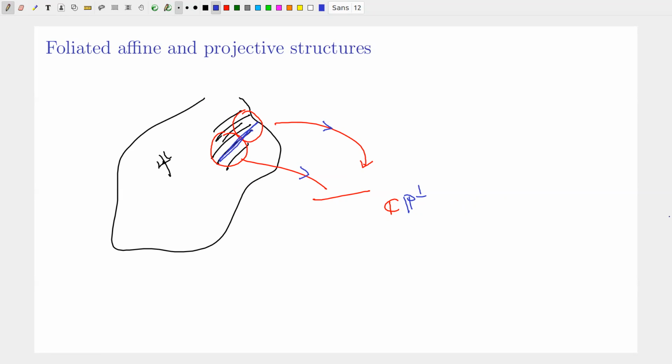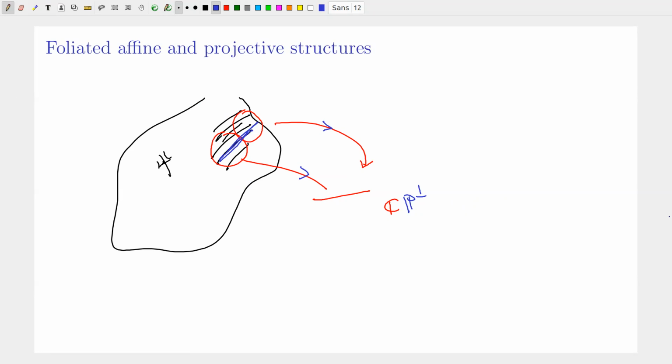So we want to understand these. These appear very naturally in many settings. For example, in the setting of translation surfaces, the period foliation has naturally a translation structure along the leaves.